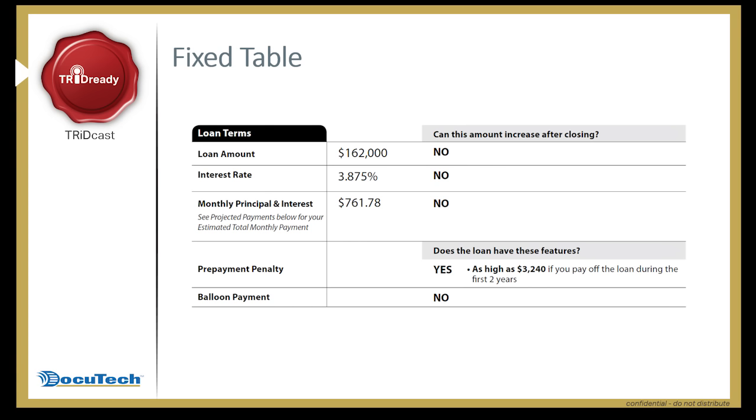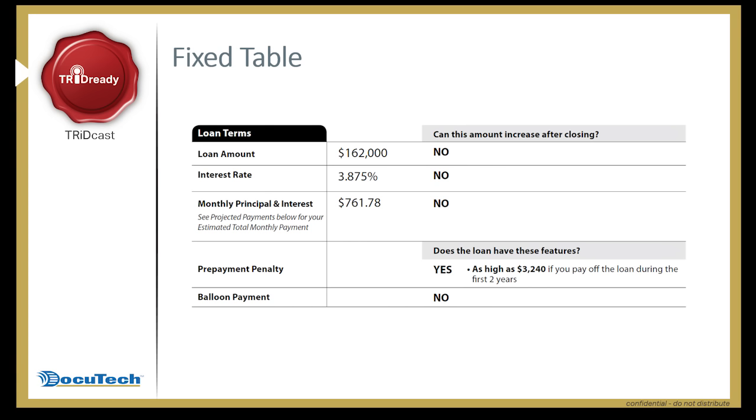Amanda: If the initial interest rate is not known at consummation, the fully indexed rate is disclosed. A fully indexed rate is the interest rate calculated using the index value and margin at the time of consummation. The initial principal and interest payment amount also would be calculated using the same fully indexed rate.